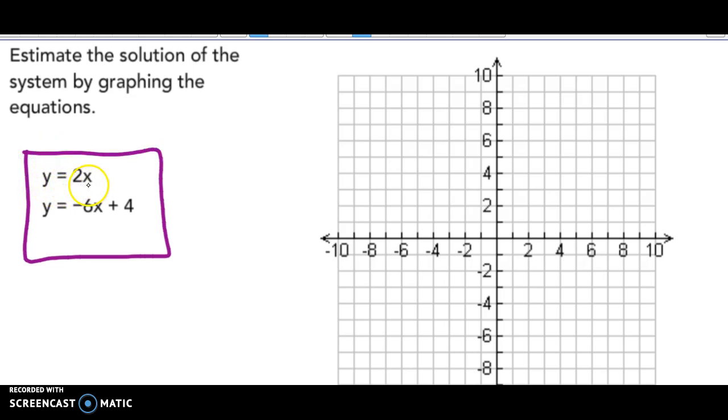My first equation is y equals 2x. I don't have a y-intercept listed. If I think about slope-intercept form, y equals mx plus b, I'm not adding anything to this x, which is the same as adding nothing, right? So that gives me a y-intercept of 0. Now I'm going to use my slope to count out my next points. So my slope is 2. So from my y-intercept, I can rise 2, run 1, rise 2, run 1, rise 2, run 1, or I can go down 2, left 1, down 2, left 1.